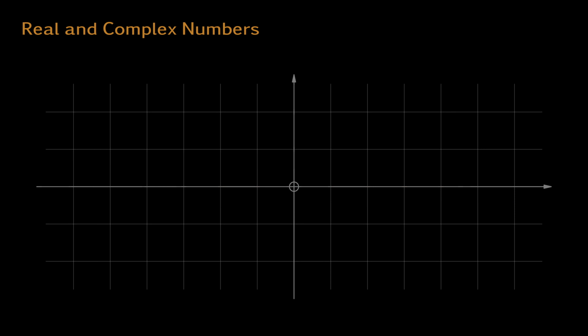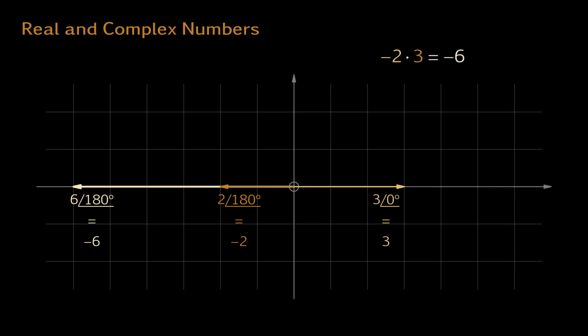Let's see how this works for multiplication. If we multiply the arrows of lengths 2 and 3, both with angle 0, we get an arrow with length 6 and angle 0. This is consistent with 2 times 3 equals 6. What about the multiplication of negative numbers, say minus 2 times 3? We have to scale the length of the arrow for the number 3 by 2 and rotate it by 180 degrees. This gives us an arrow of length 6 and angle 180 degrees, representing the number minus 6, which gives the expected minus 2 times 3 equals minus 6.